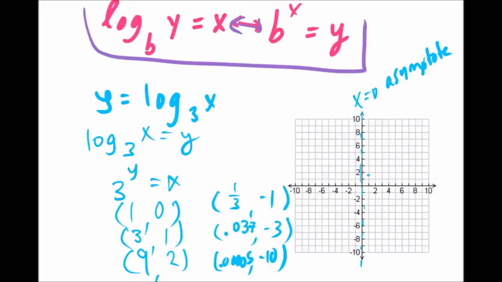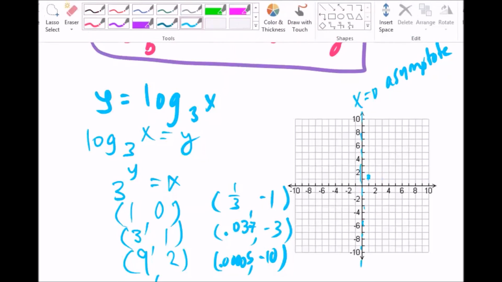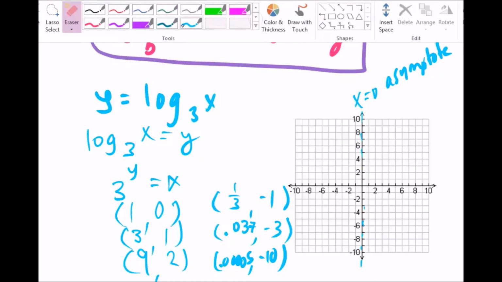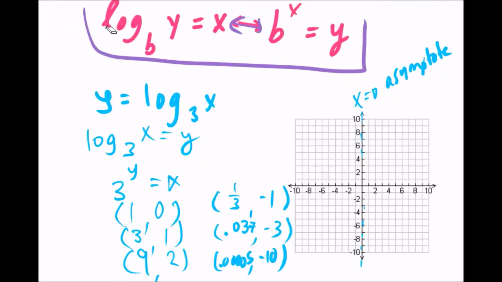So we'll plug in our points. Oh, sorry, I plugged that in incorrectly. So we get 1, 0. We get 3, 1, 9, 2, 1/3, negative 1, 0.037, negative 3. So it's going to look like this. And like I said before, you have to graph this yourself because the calculator can't do it for you.